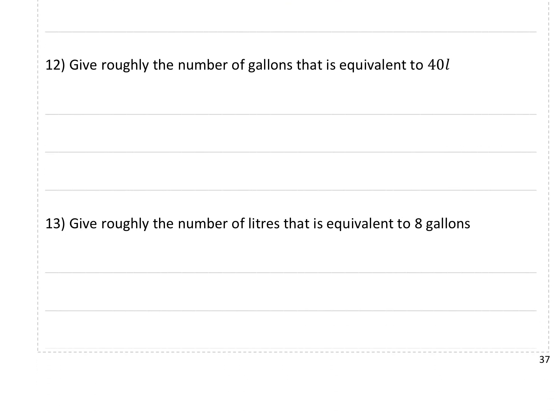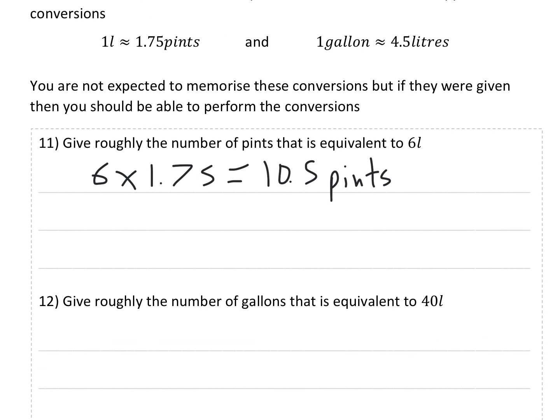Question 12. Give roughly the number of gallons that is equivalent to 40 litres. Now 1 gallon is 4.5 litres. If you had 9 litres, then that would be 2 gallons. So as we increase the number of litres, we get more gallons. What if we had 40 litres? How many 4.5s fit into 40? That would be how many gallons fit into 40 litres. That's one approach. So that would be getting 40 litres and seeing how many times 4.5 fits into that, which would give you 8.8 recurring, and that would be gallons.